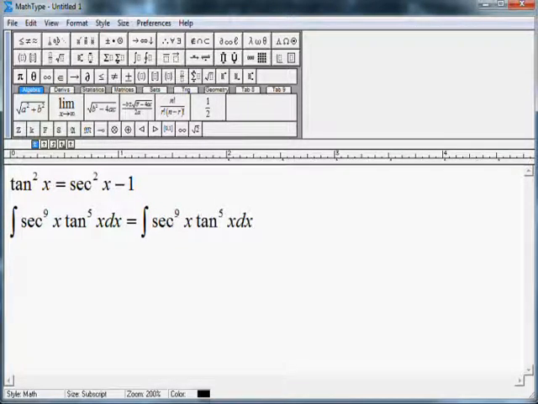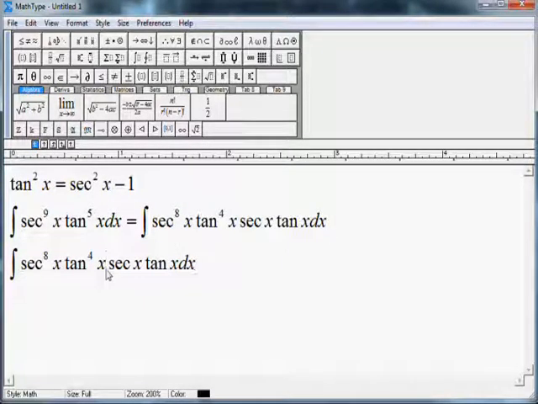We're going to pull out a secant, we're going to pull out a tangent, and then we get secant x tangent x. Okay, now what? Now comes the not so obvious step. Some integrals in the real world are not obvious, and in fact a lot of the time integrals in the real world aren't even solvable by these algebraic methods. You have to do it numerically.